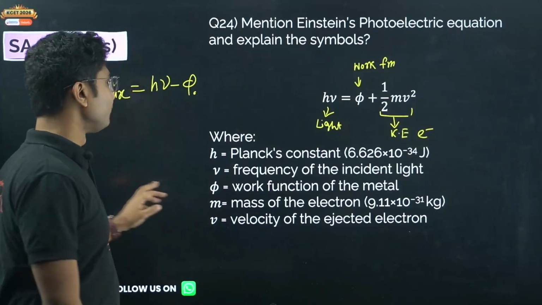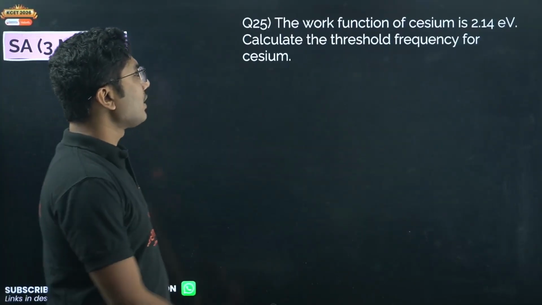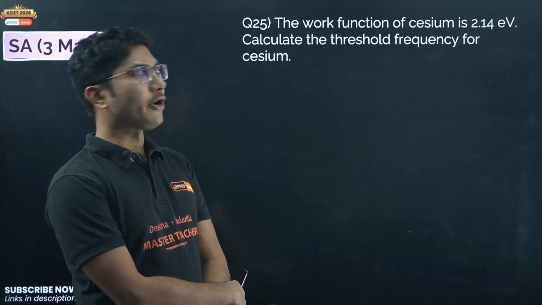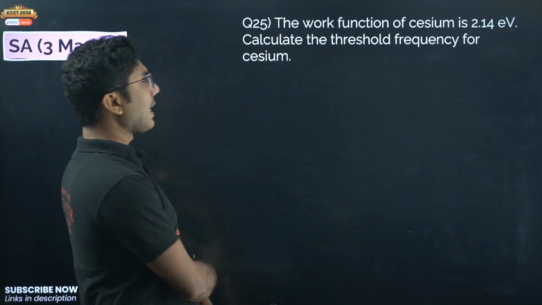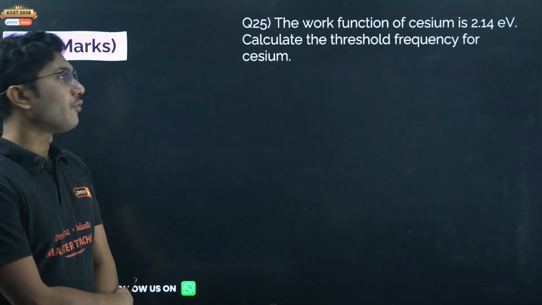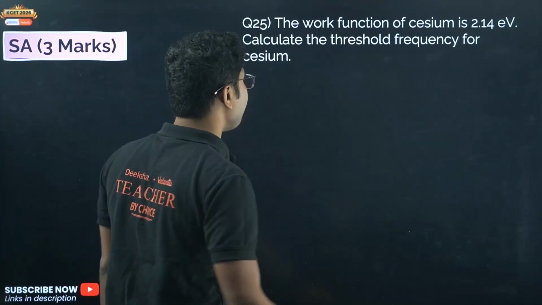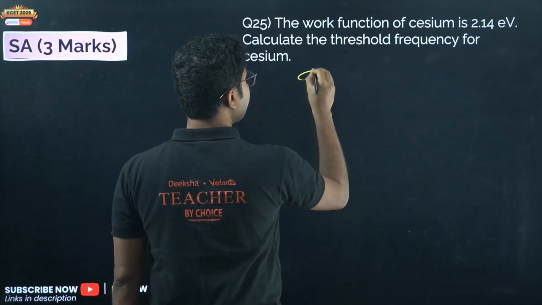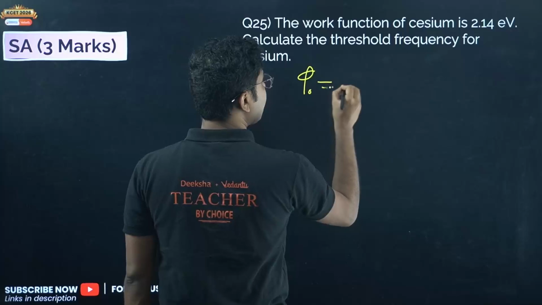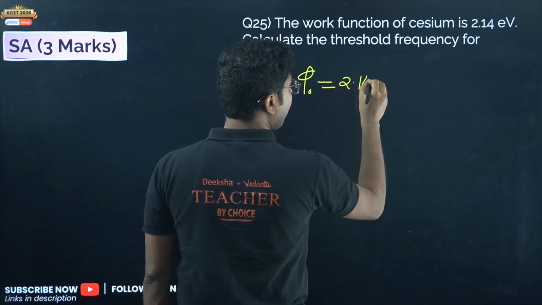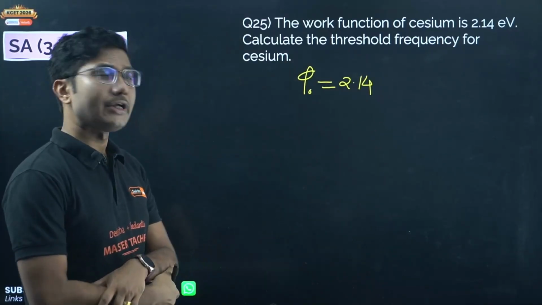but you have to explain the terms very clearly. Now next, the work function of cesium is 2.14 electron volt. Calculate the threshold frequency for cesium. How to calculate? The work function of cesium, work function means phi or phi naught, is given as 2.14, and they ask you to calculate the threshold frequency.